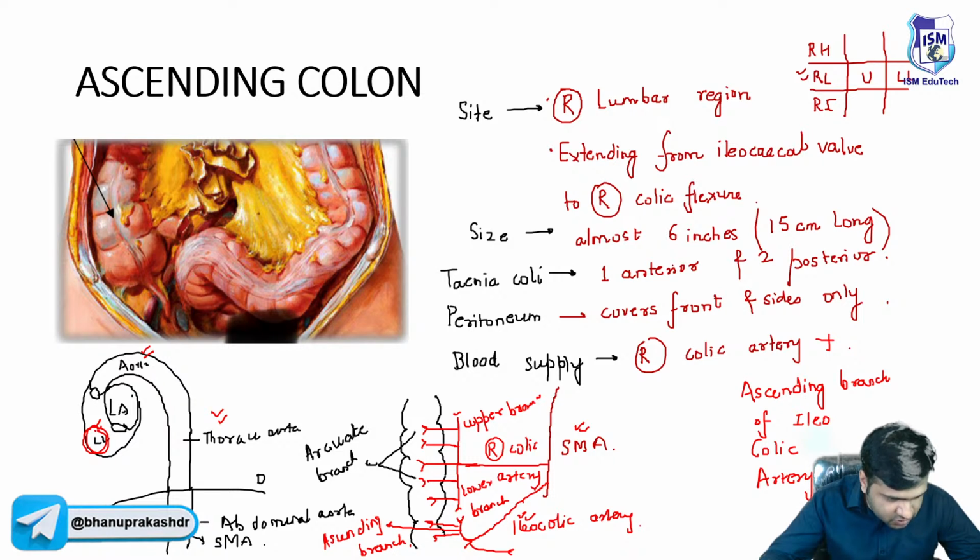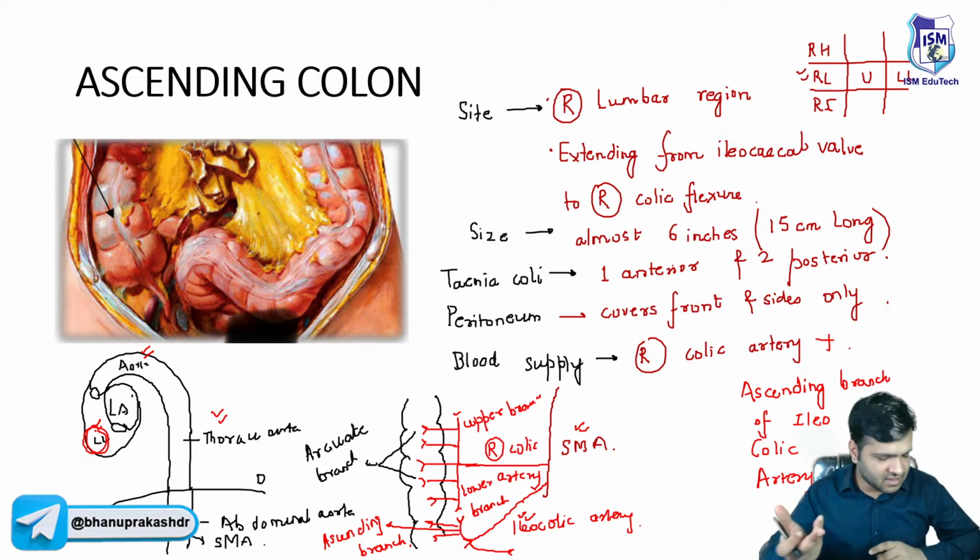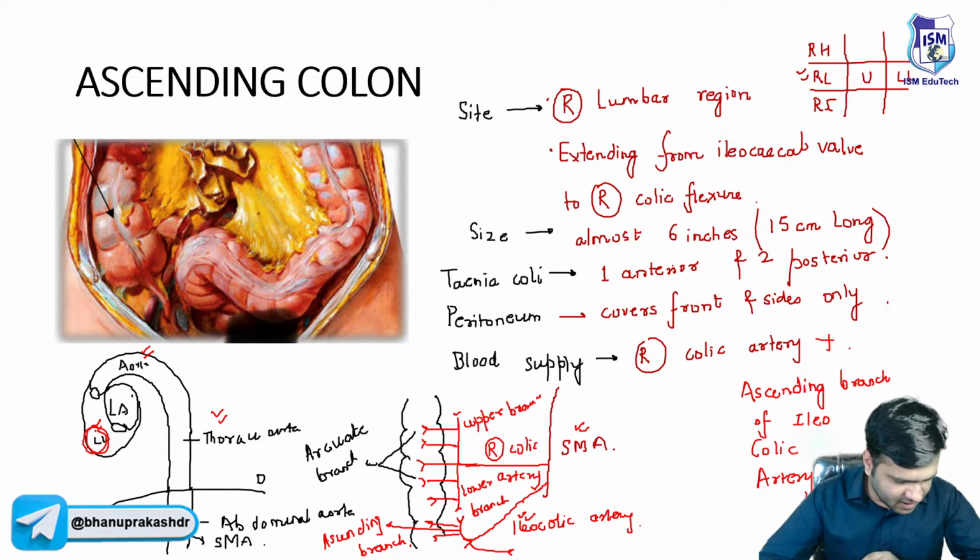Ascending branch of these two, right? Yes, the right colic artery and the ascending branch of the ileocolic artery. Yes, these are the two, beta. Okay, right colic artery. Right colic artery and the ascending branch of the ileocolic artery.